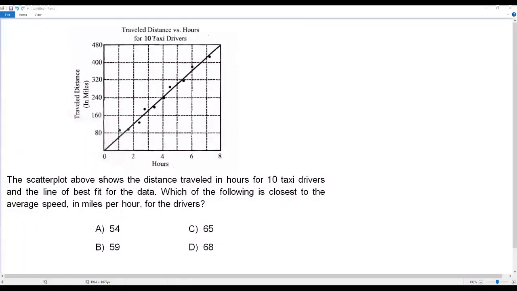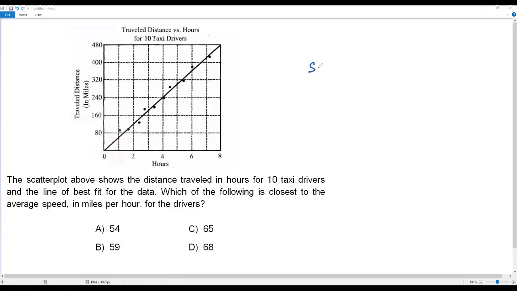Here we have a SAT math question. Okay, let's go with the information. There is a scatter plot given here. The scatter plot above shows the distance traveled in hours for 10 taxi drivers on the line of best fit for the data. Which of the following is closest to the average speed in miles per hour for the drivers?